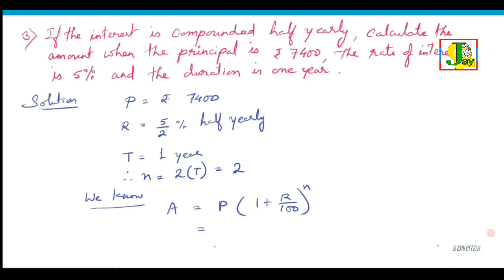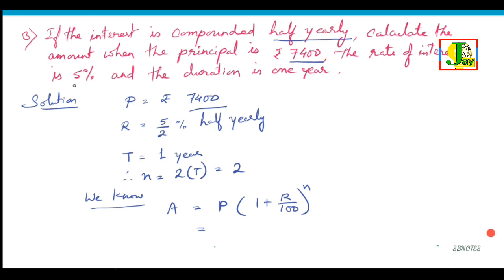Now let us see question number 3. Here you have to find the amount if the interest is compounded half yearly. Pay your attention here: half yearly. Calculate the amount when the principal is given as 7,400. So we have our principal, and the rate of interest is compounded half yearly.